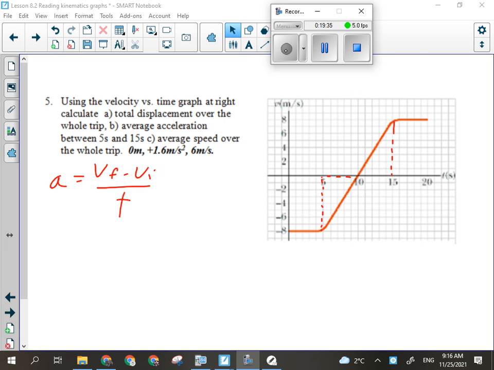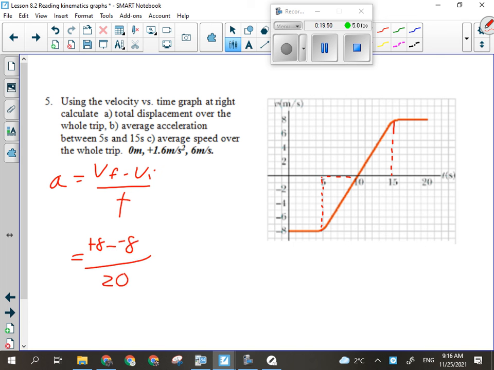Okay, so if we're quickly looking at this, this is just a very simple acceleration problem, much easier than the ones we started class with. So our final velocity is positive 8, our initial velocity is negative 8, over 20 seconds. So we've got 16 over 20, so that should be 0.8 meters per second squared. Okay. All right, we'll leave it there. If you can clean off your desks, I have to come around and spray them off.